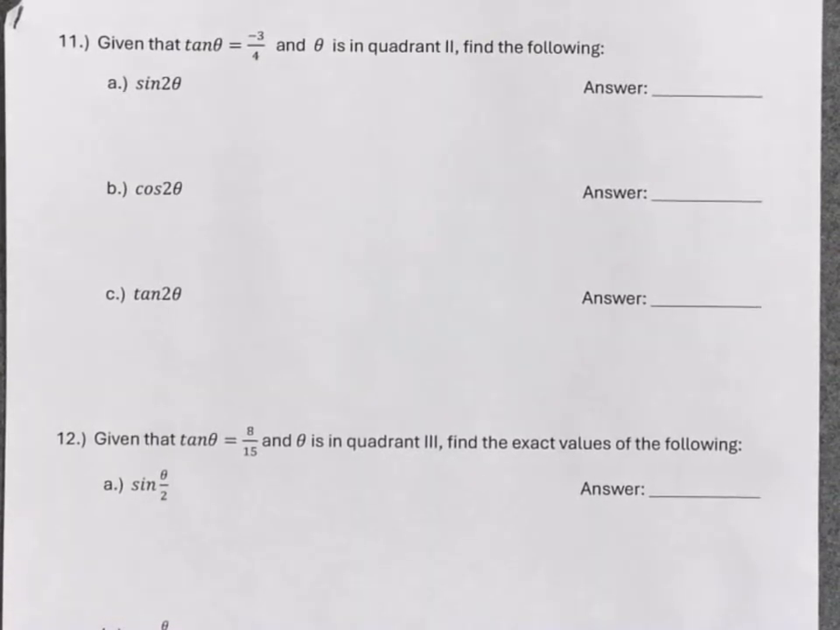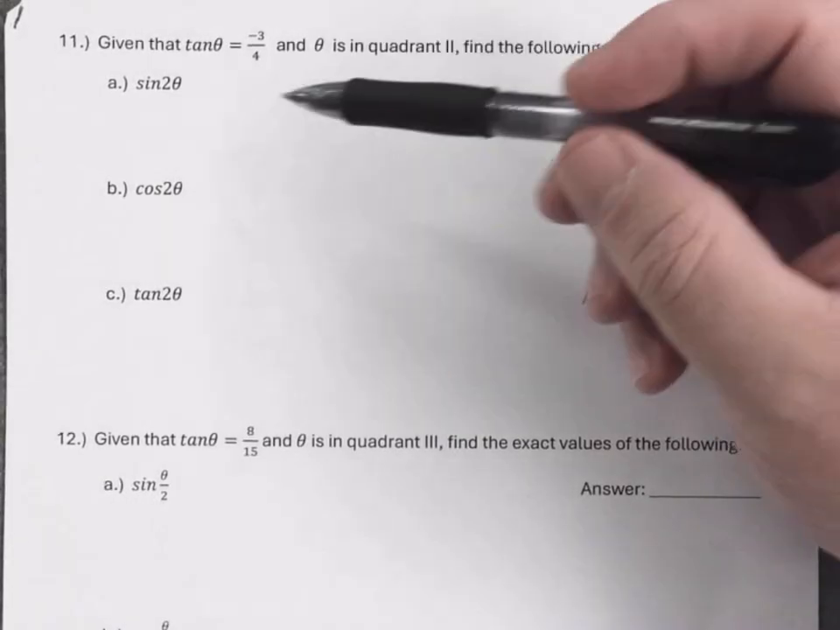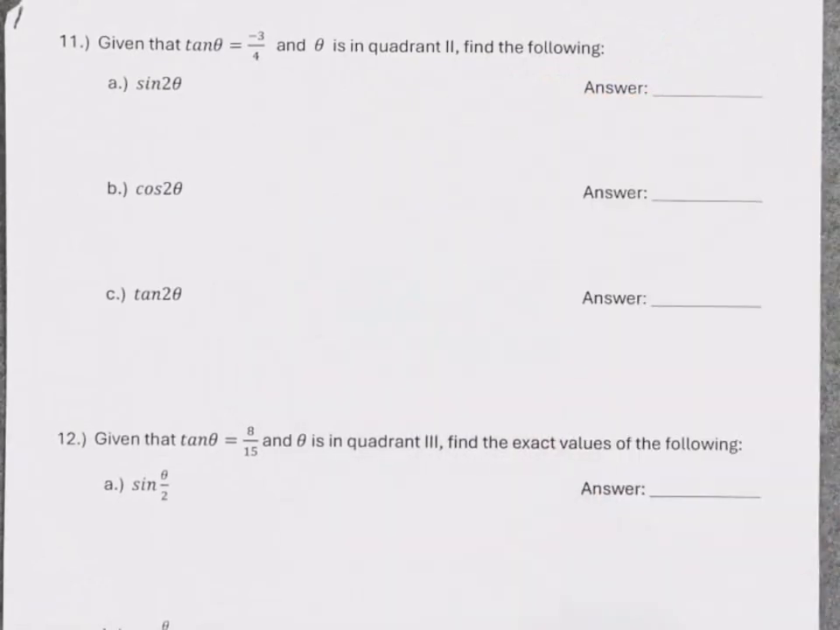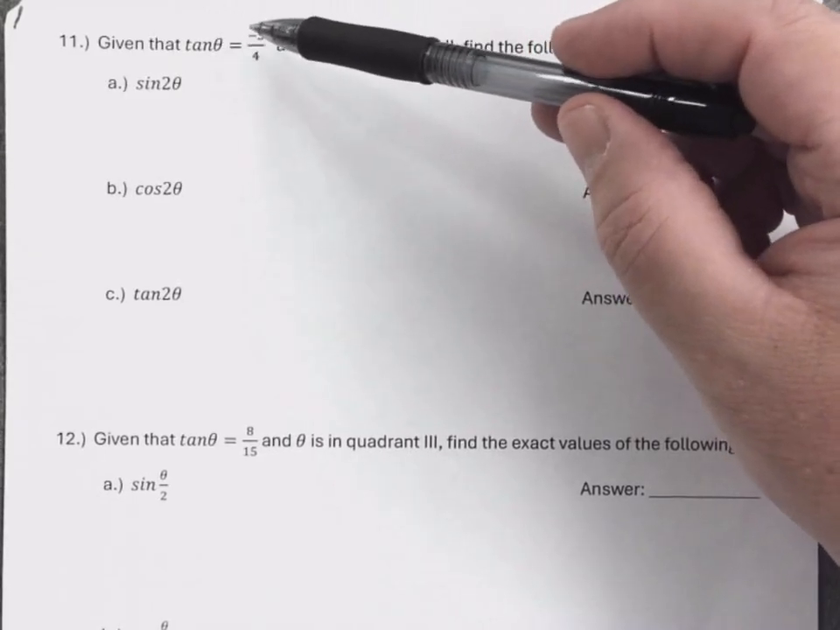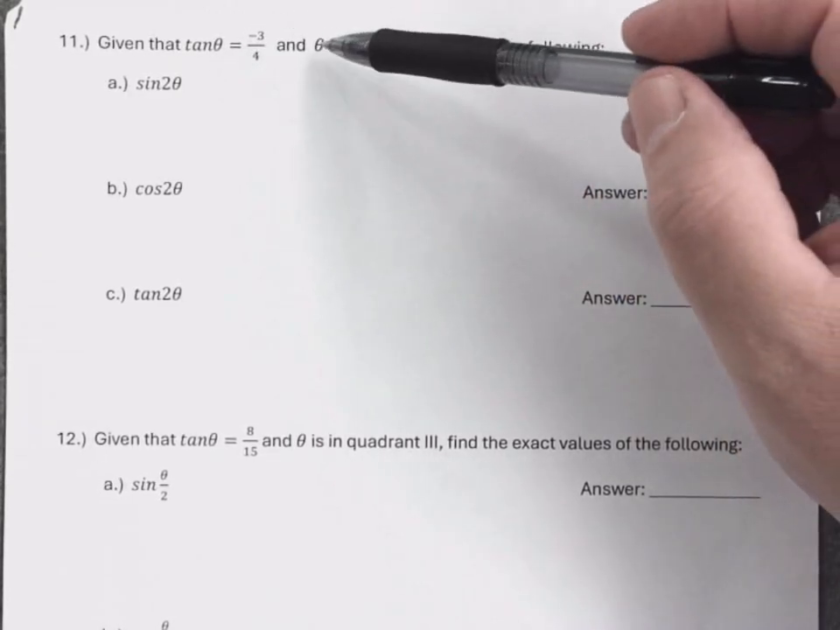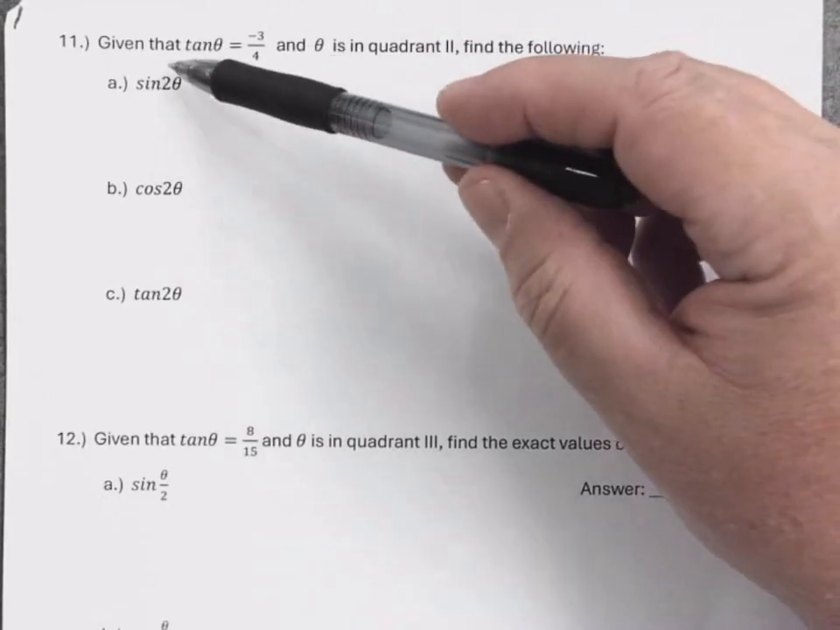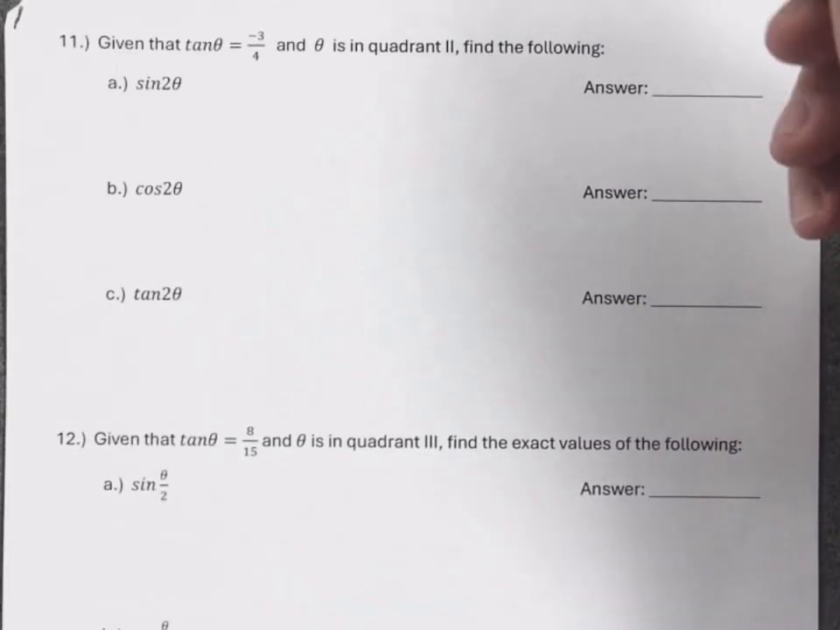Okay, now we're going to continue with problem 11. You can see this is a problem concerning double angle formulas. So we're given tangent of theta equals -3/4, and that theta is in quadrant 2. And we're asked to find these double angles.